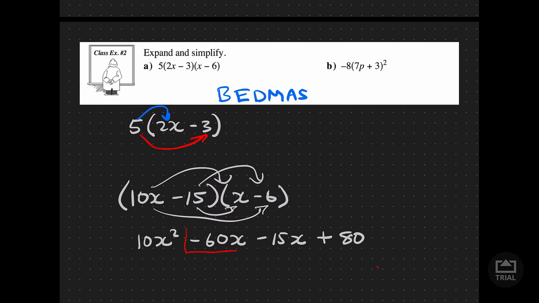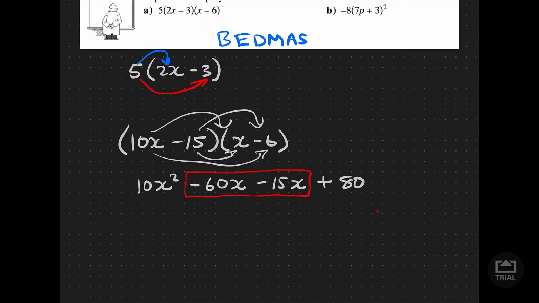Now I need to combine the like terms that make up our middle term, and I'm left with 10x squared minus 75x plus 80.